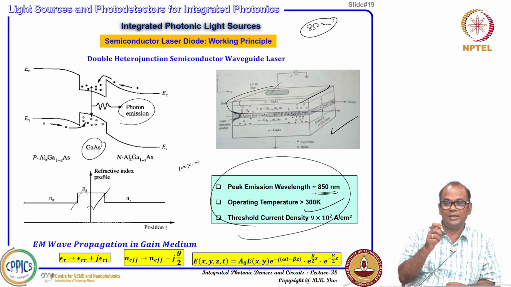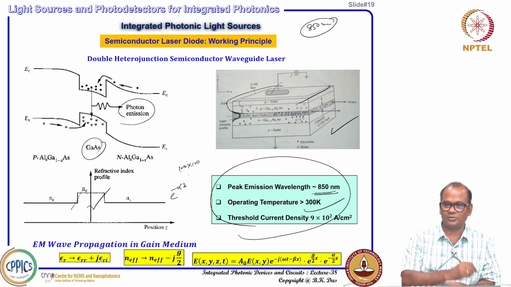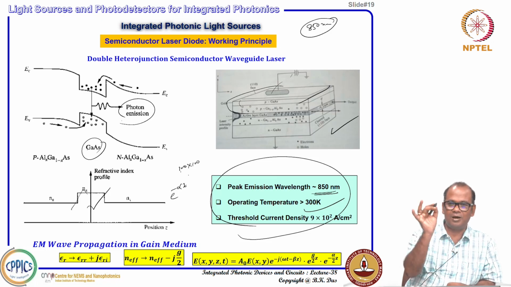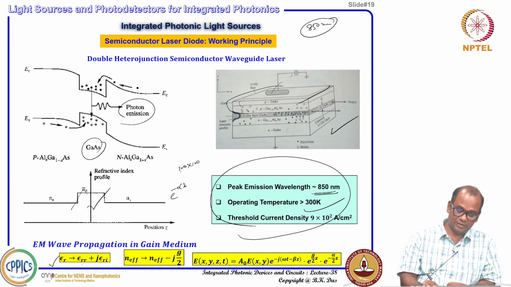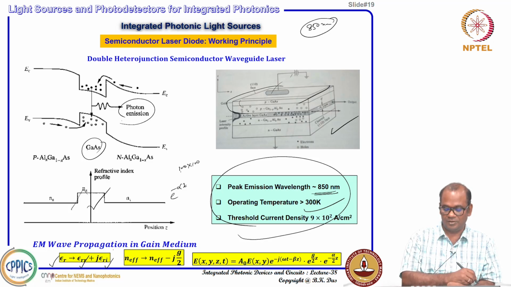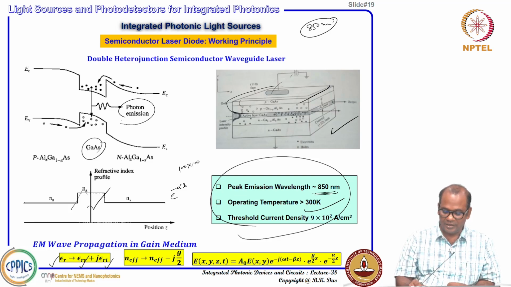But if there is loss, you can consider e to the power minus alpha z, that is the loss, coming from sigma, conductivity, etc. But if there is gain, and population inversion is there, in that case also we can modify our dielectric constant like this. It can have a real part and an imaginary part of the dielectric constant. That means the effective index of the guided mode can have a real part and an imaginary part with g by 2.